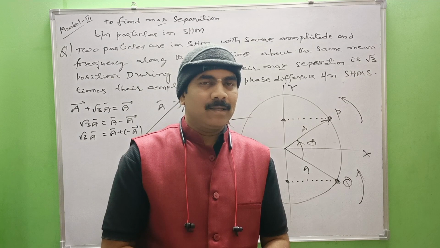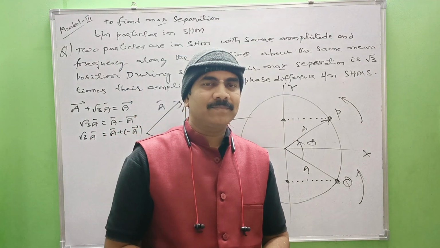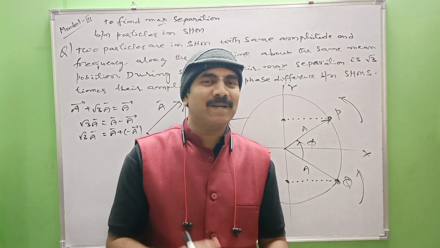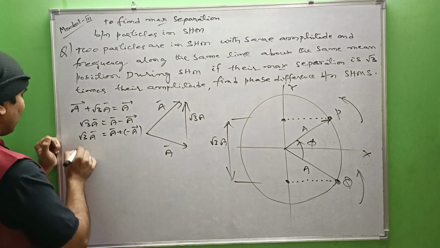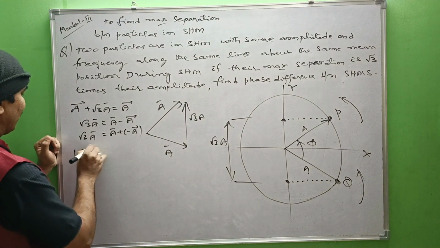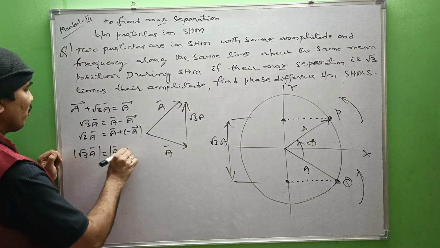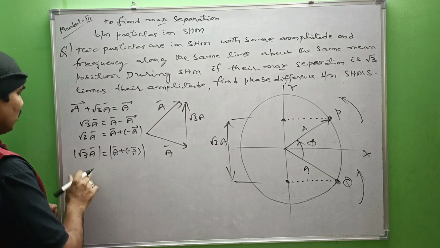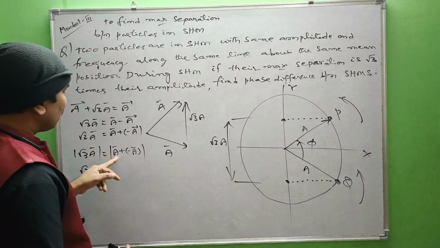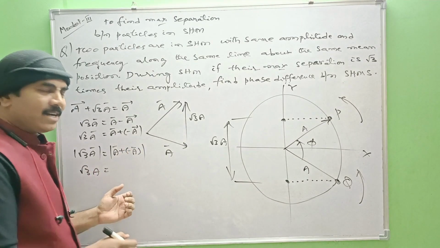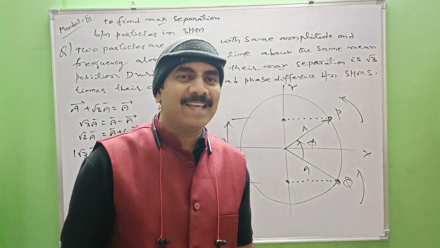Now what is the ultimate principle here? When two vectors of the same magnitude are inclined at some angle, what is the difference between them? R equals 2P sine theta by 2. So if I consider the modulus, mod of root 3 a bar equals mod of a bar plus or minus a bar. That is, root 3 a equals mod of a bar plus or minus a bar, the subtraction of these two vectors of the same magnitude. That is R equals 2P sine theta by 2.